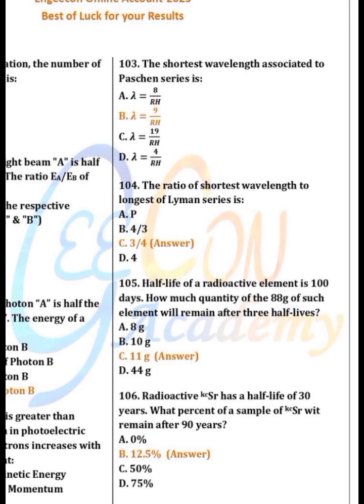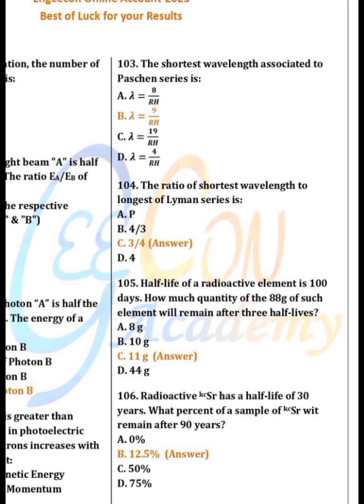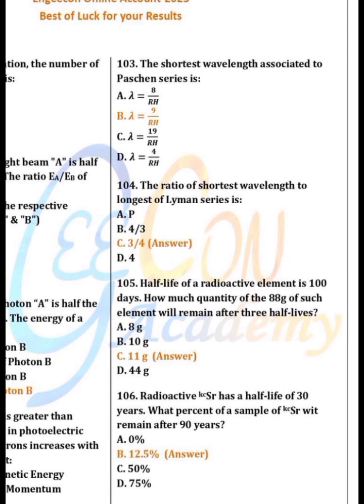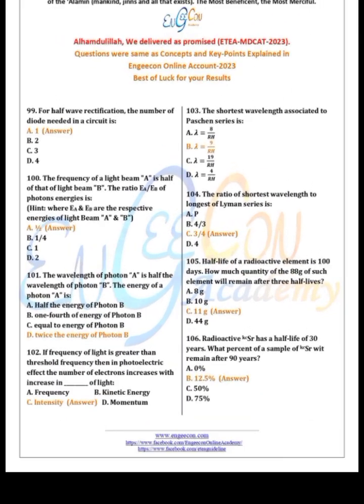106. Radioactive element has a half-life of 30 years. What percent of a sample will remain after 90 years? 0%, 12.5%, 50%, 75%. Correct option is 12.5%.